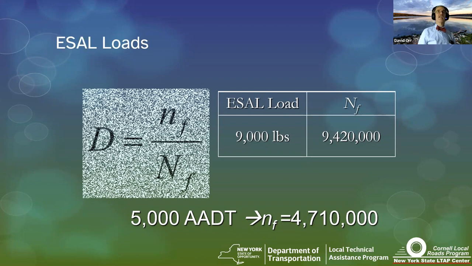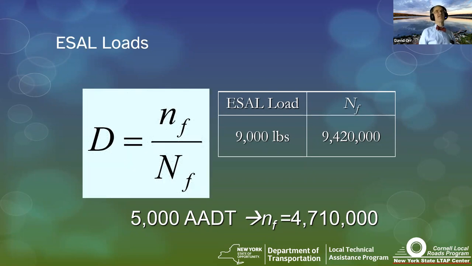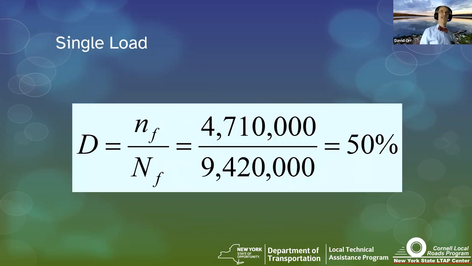Okay? So I just have to take a ratio. Well, because I chose these numbers on purpose, if my little n sub f is 4.7 million and my big N is 9.4 million, the ratio of those two is 50%. So what that says is that particular load configuration has caused half of the allowable damage available to me. So in our paperclip model, if I bend it 90 degrees and that allows 20 cycles, and I bend it 10 cycles, I've lost half the life of that pavement. And then I have to just look at the other configurations that exist.